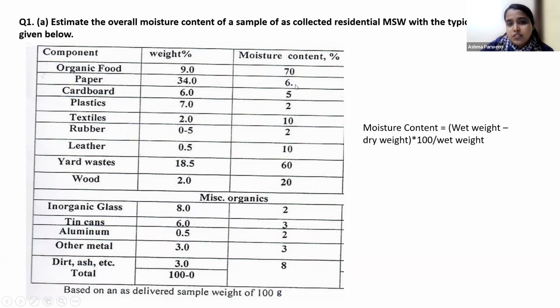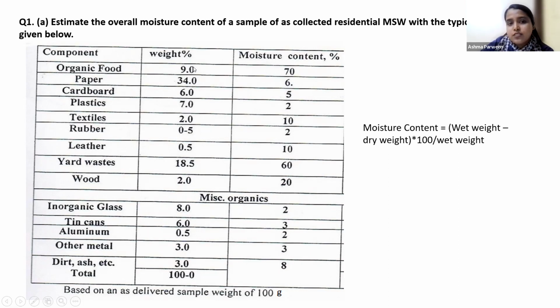We have been given the individual moisture content, and we have been provided the weight percentage of each component. So for organic food, we are given that 9% of the MSW is organic food. We will take a basis of 100 gram. Out of this 100 gram, 9% is organic food, so the wet waste of organic food will be 9 into 100 upon 100, that is 9 grams.